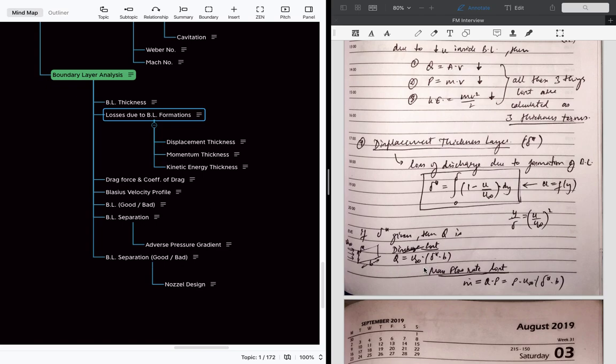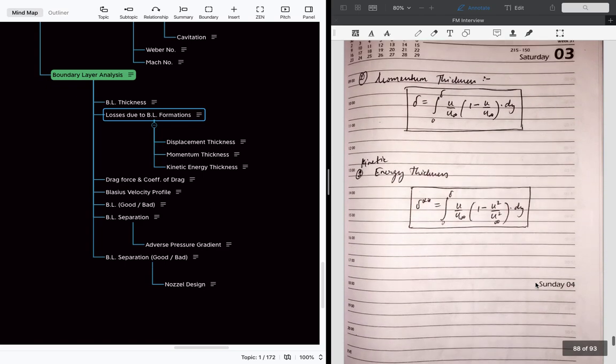If, let's say, in a given problem, the displacement thickness layer is given, then discharge is to be calculated. We can calculate it like this: the discharge is equal to velocity times the area, and the area is nothing but the boundary thickness times the width of the plate. So this area is used for the discharge. When we know the free stream velocity as well as this area, we can calculate the discharge. And from this discharge, we can also calculate the mass flow rate. Mass flow rate is nothing but discharge times the density.